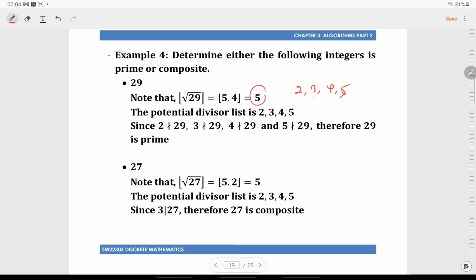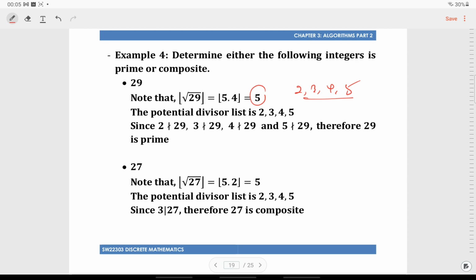If any number from this list can divide 29, then 29 is a composite number. Because in order to be a prime number, the only divisors of 29 must be either 1 or itself. Only the two numbers. But if there is another divisor from this list that can divide 29, then 29 is a composite number. So we check one by one.